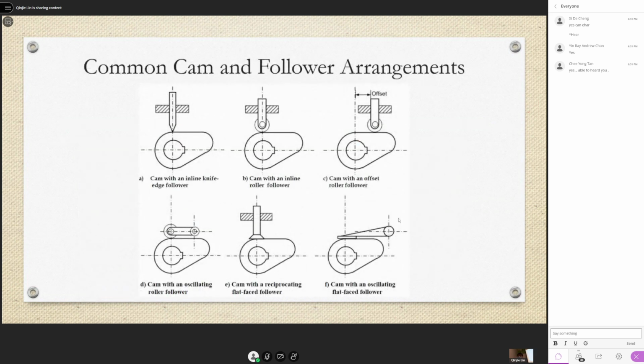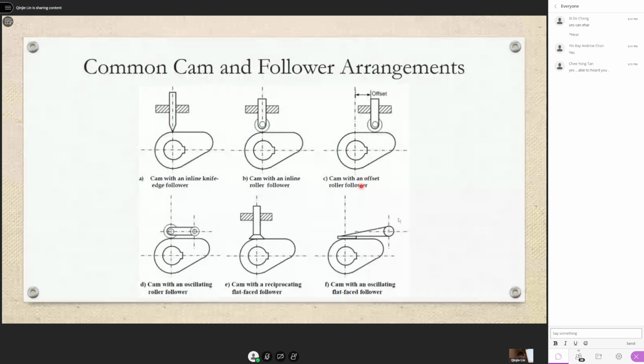So here are some common cam and follower arrangements used in engineering applications. First one is a cam with an inline knife edge follower. You can imagine when this thing turns, this thing will go up or down, basically like the one we saw just now. Cam with an inline roller follower will also result in similar motion, but the contact is different. The contact being different may result in slightly different motion, and the wear and tear will be different also. You can imagine different designs will have different usage and different maintenance also.